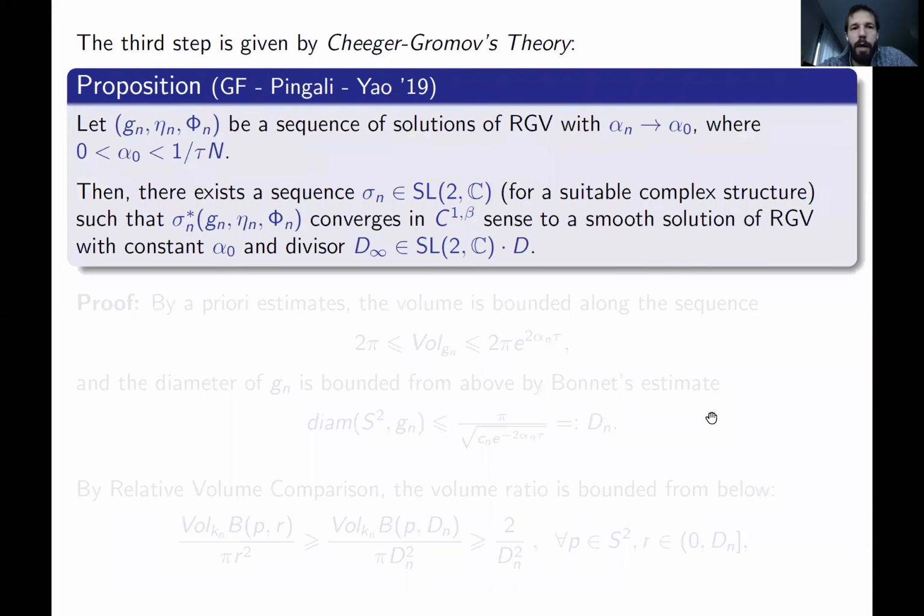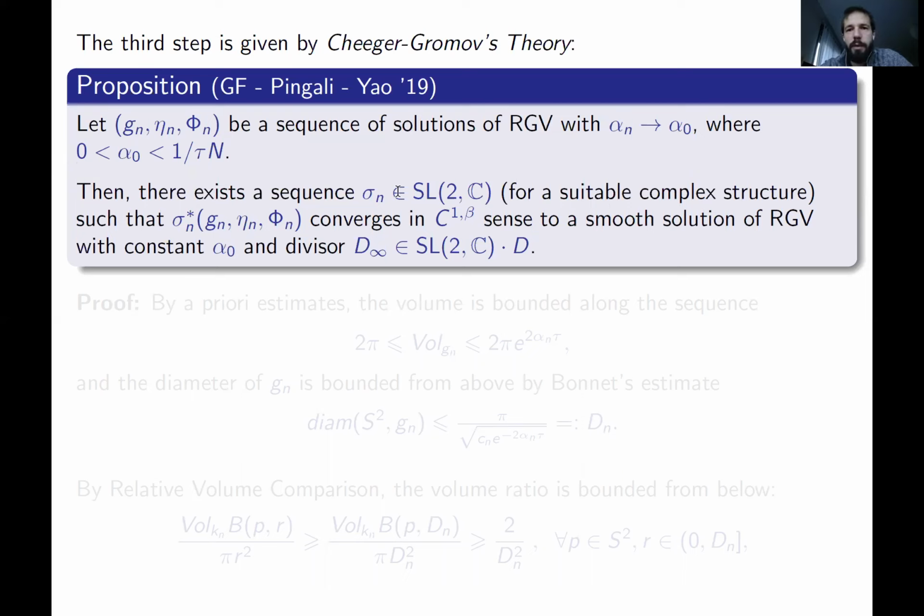So now we have the main point, which is once you have this rewriting of the equation in terms of the Riemannian system and these a priori estimates, you can prove the following. Let g_n, eta_n, phi_n be a sequence of solutions of the Riemannian gravitating vortex equations with alpha_n going to alpha_0, where alpha_0 is between zero and one over tau_n.